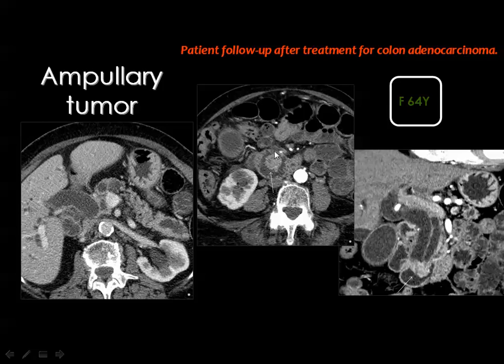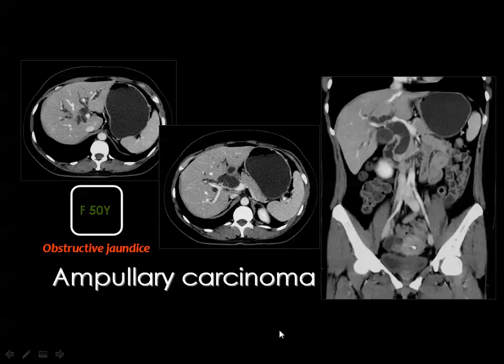Going down, you see this is part of the duodenum, of course, and you see a mass inside it. The reconstructed image will show that this is the common bile duct, and this is the pancreatic duct, and this is the tumor which is bulging into the duodenum. Then look at this case.